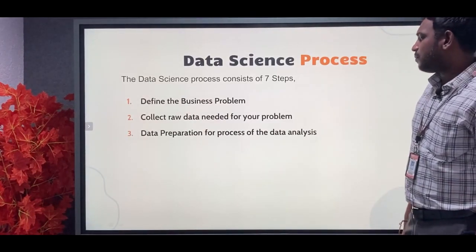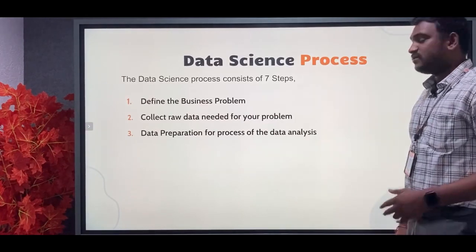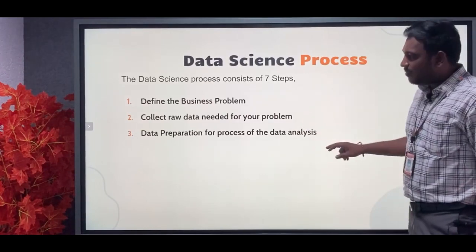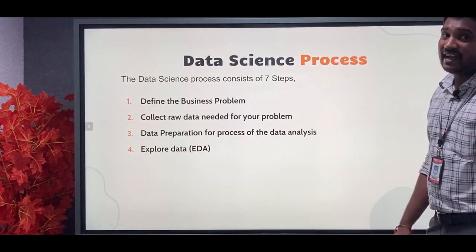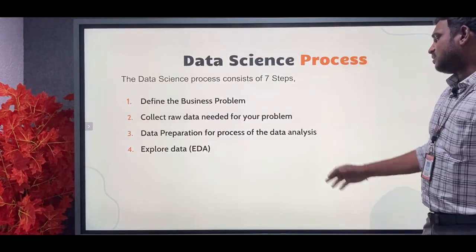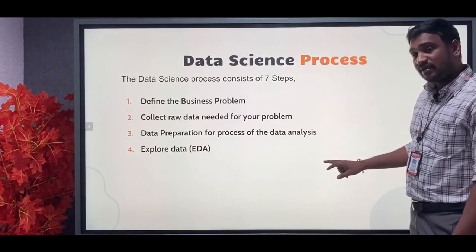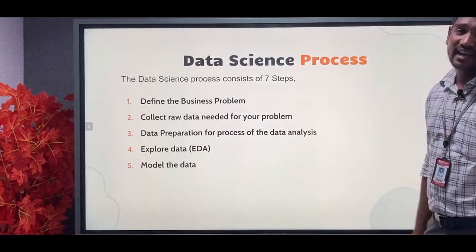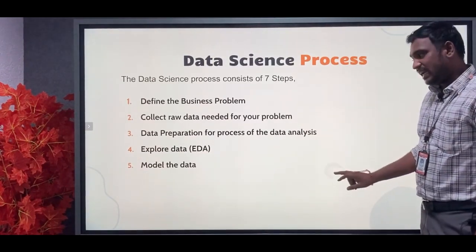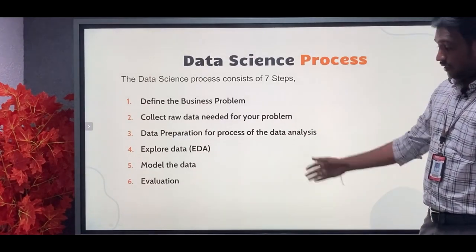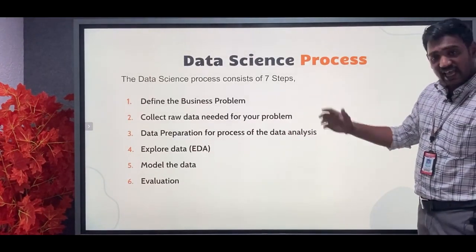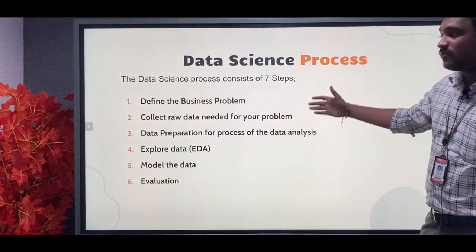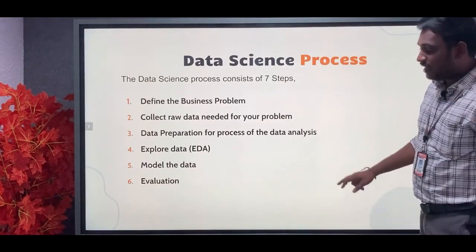Third one, data preparation for the process of data analysis. You have to pre-process the data to implement some algorithms on it. Exploratory data analysis, EDA. This is also required to implement machine learning techniques. Here it is, model the data. You are implementing machine learning algorithms to model the data. And finally, the sixth one is evaluation. Evaluation is self-checking whether the data science process is working properly or not. You will check that in the evaluation stage.